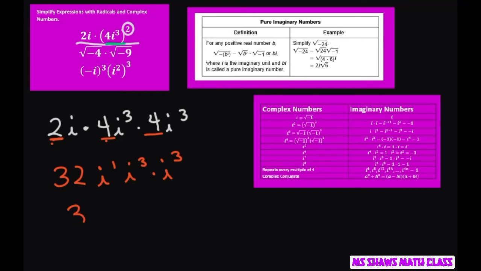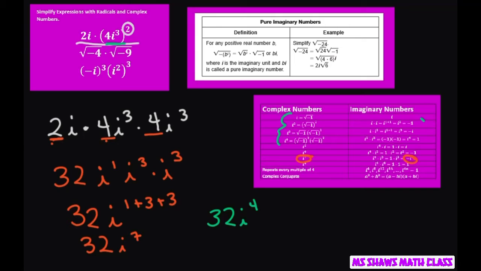Now, this is going to be 32i, and we add these up with our product rule. So this gives me 32i to the 7th. Now, I have it here, i to the 7th equals negative i. But what you can do is, if you only know the first 4, which is the ones you really need to know, I can write this as 32i to the 4th times i cubed, because that gives me i to the 7th. Well, i to the 4th is a nice one because it equals 1.